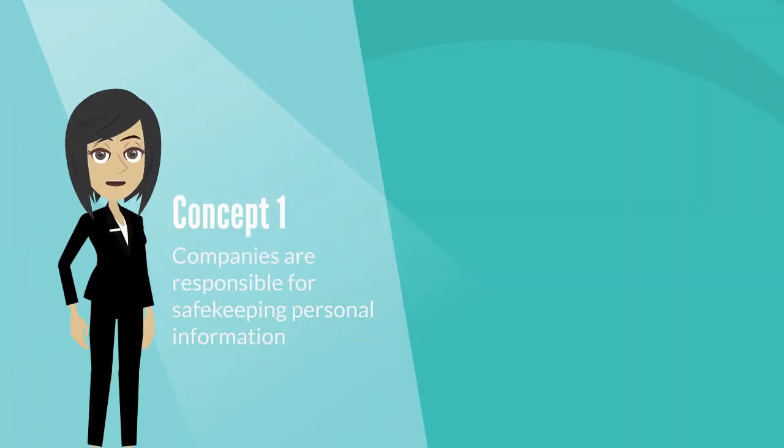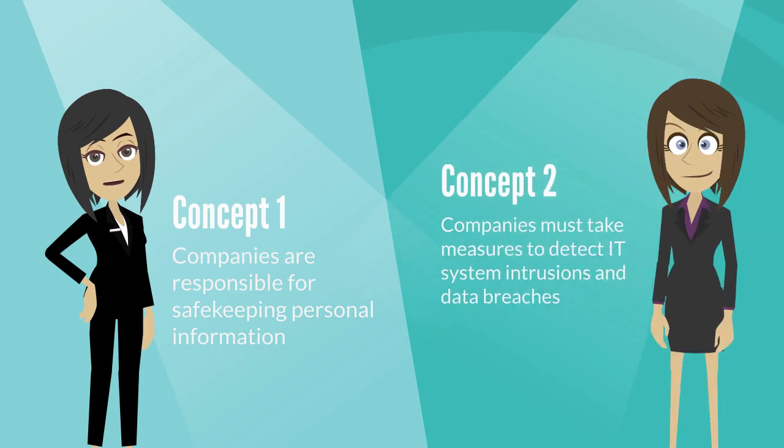There are 2 important lessons to be learned from InfoTrax's experiences. The most crucial one is that U.S. companies can be held liable for safekeeping personal information based on the general prohibition against unfair or deceptive acts or practices in or affecting commerce. Second, companies must take measures to detect IT system intrusions and data breaches. Studies have shown that the longer it takes to identify and contain a data breach, the more costly it will be for the company.